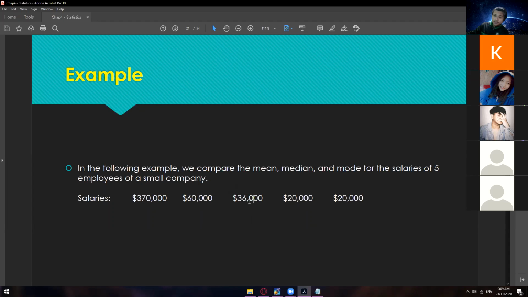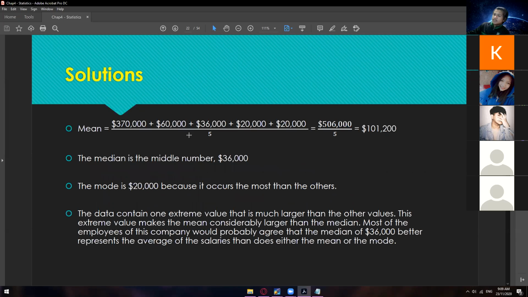And then for the mode, as you all know, we're getting the number that occurs more than the others. In this case, we have 20,000. So 20,000 occurs more than the others, so this is our mode. So as you can see, for our mean, we have 101,200, the second one is 36,000 for the median, and the last one is 20,000. As you can see, all of them don't have the same results, even though all of them are averages.